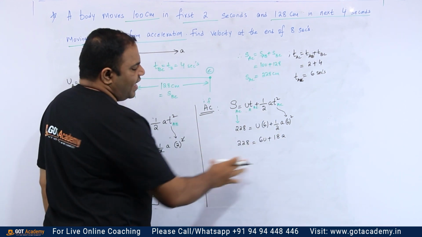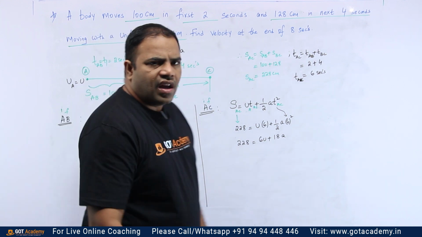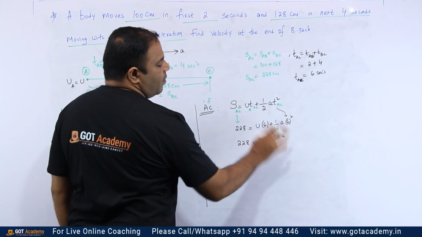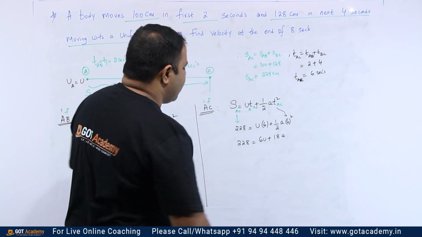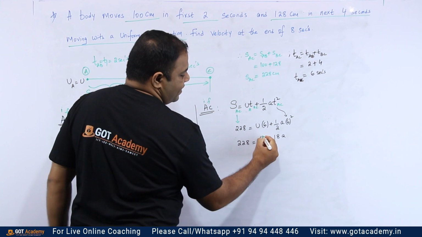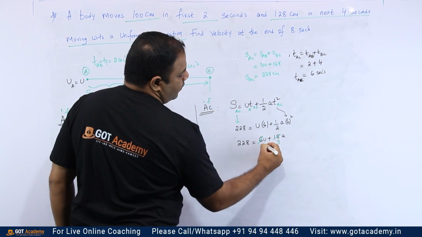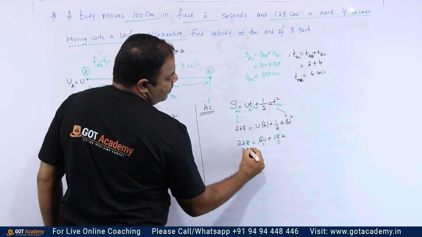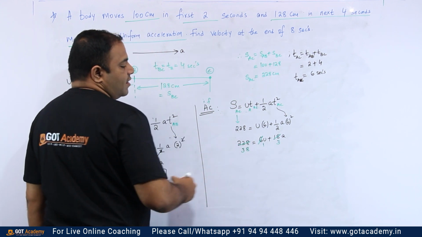So what can I do? I can leave it like this, no problem, or I could further simplify it to make it easy. All these three are multiples of 6, so why don't I reduce this complexity? Simply by 6 I can divide. Now 6 3s are 18 and 6 8s are 48.